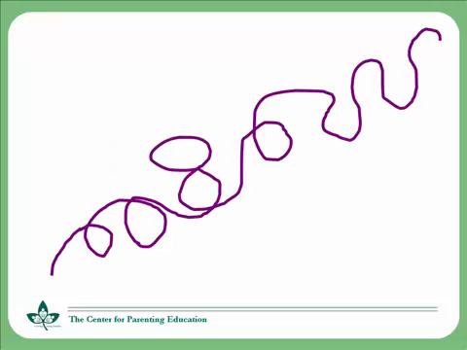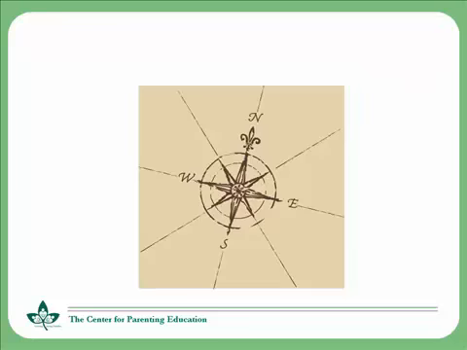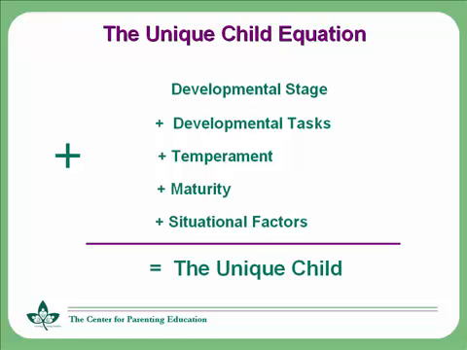Children's growth is not a smooth path, but rather includes many twists and turns and even some detours. Just as maps keep you heading in the right direction, the unique child equation keeps you on track in guiding your children toward their long-term destination of becoming successful adults who reach their full potential. The material in this equation will aid you in reaching this important goal.